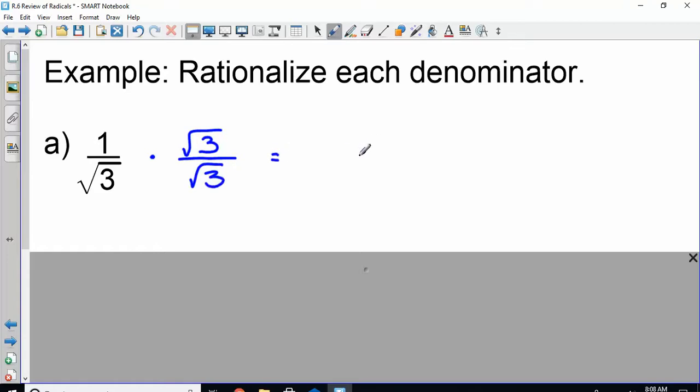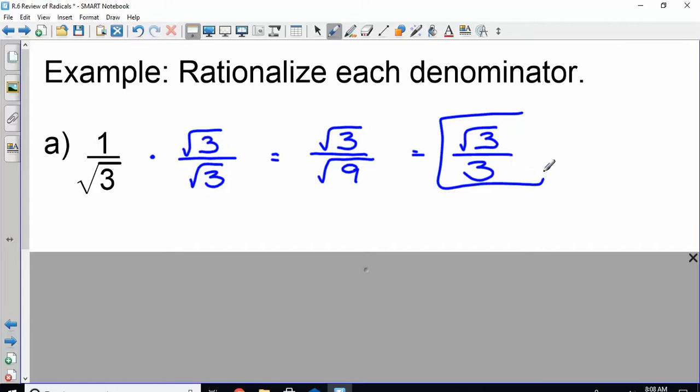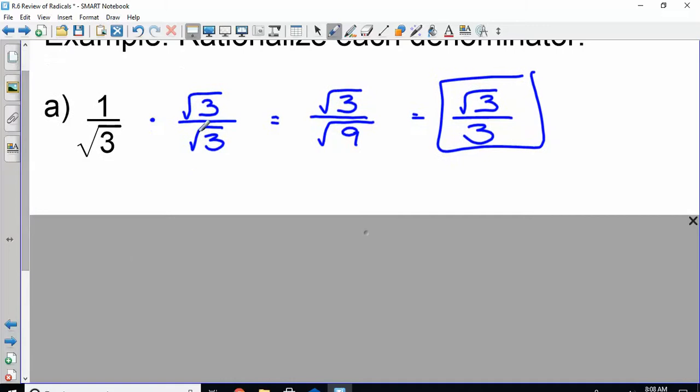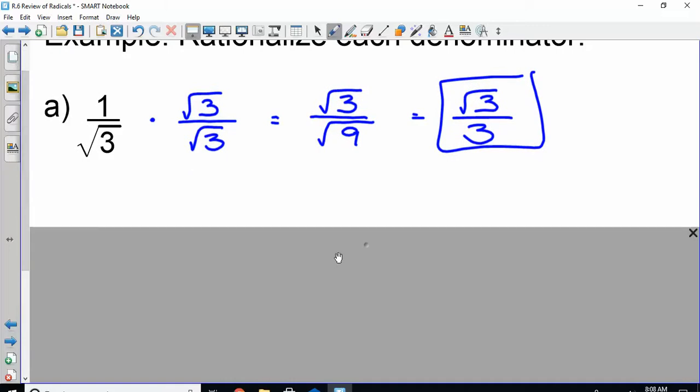If I do that, on the top, 1 times the square root of 3 is the square root of 3. On the bottom, if the numbers are both under the radical, you can multiply them together. 3 times 3 is 9. Now, how does that help me? Yeah, square root of 9 is 3. So we get radical 3 over 3. Okay, all you have to remember, though, is if you do it on the bottom, do it on the top as well.